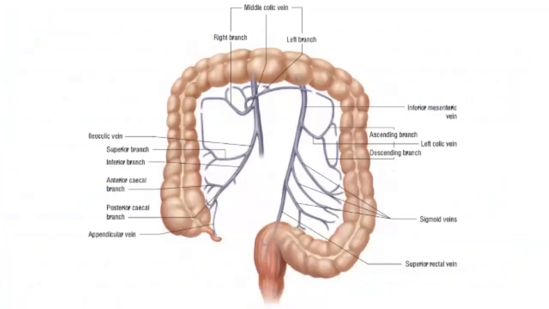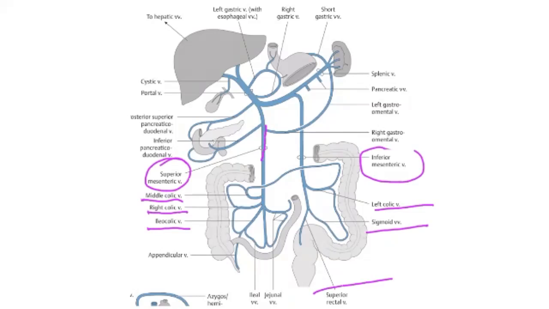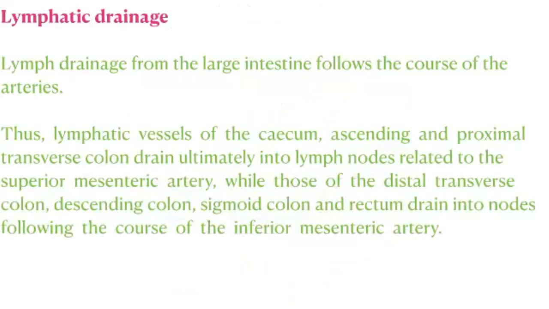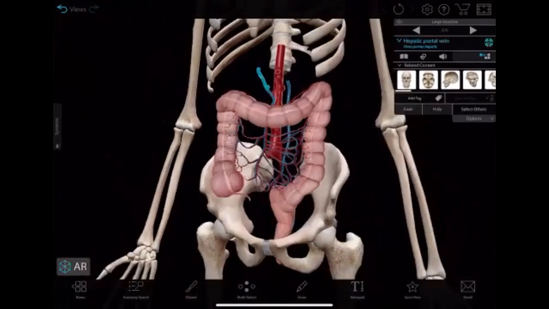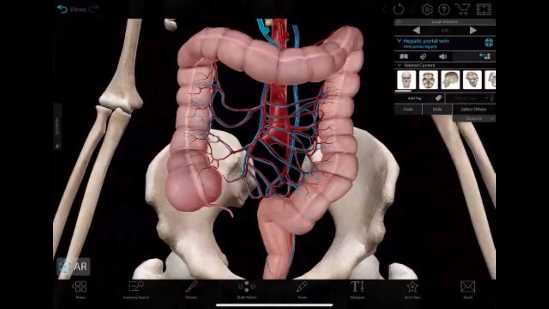See, superior mesenteric vein, inferior mesenteric vein. So middle colic vein, right colic vein, iliocolic vein, same names. Left colic vein, sigmoid colic, superior rectal vein. So these drain into superior mesenteric vein, these drain into inferior mesenteric vein. All of them, inferior mesenteric opens into the splenic, ultimately to the portal vein, right? So the same names and same course, both veins and arteries.